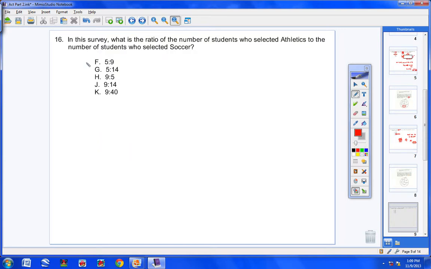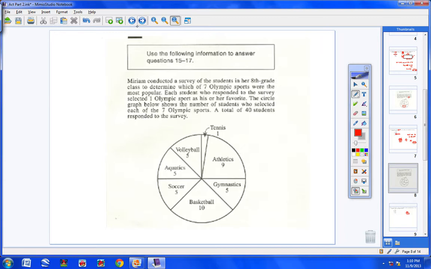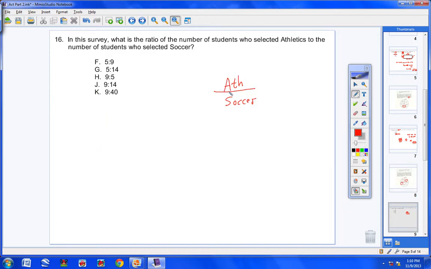All right, number 16. In this survey, what is the ratio of the number of students who selected athletics to the number of students who selected soccer? So ratio, we got a fraction. We're going to put athletics up top and soccer in the bottom. So here we go. Let's go back a page. Let's see. How many chose athletics? 9. How many chose soccer? 5. So the ratio of those who chose athletics to those who chose soccer would be 9 over 5. You cannot reduce that. So we write it 9 to 5, which would be letter H. Okay? All right, moving on.